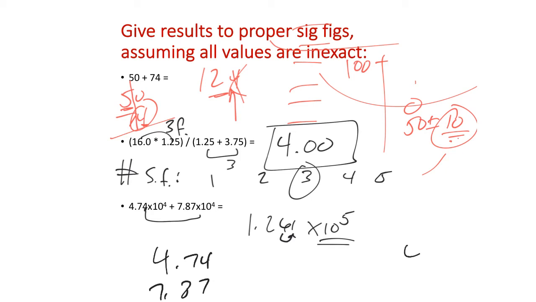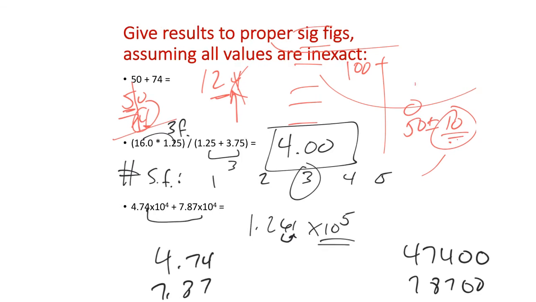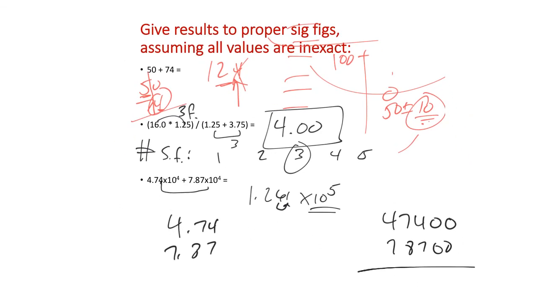So a better way to do this problem, if we're not sure, would be to just write out descriptively 47400, because that would be 4.74 times 10 to the 4. And then write out descriptively 78700, because that would be 7.87 times 10 to the 4. And then do your arithmetic here, and then you come up with 126100. And then you clearly see that the 1 is significant. So all four digits here are significant. So it's kind of the same problem as this one.